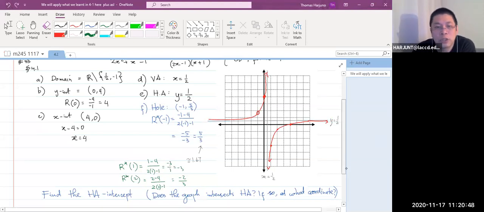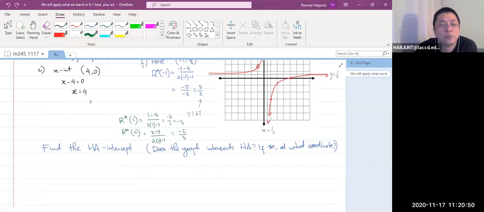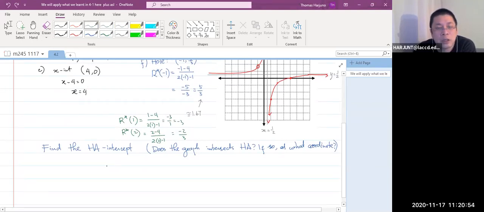Then what you will do is you set them equal to each other. So you set the simplified version, (x minus 4) over (2x minus 1), equal to the horizontal asymptote, 1/2. If there's any horizontal asymptote intercept, then there must be some x for that.